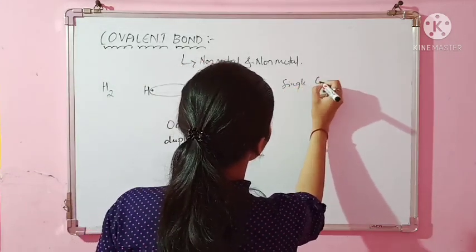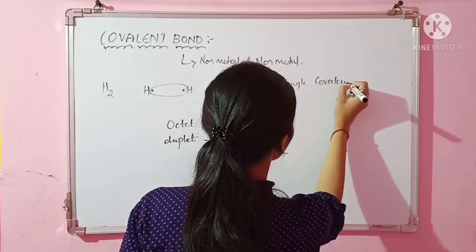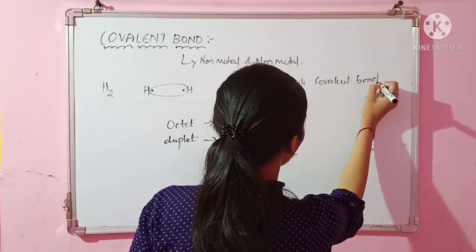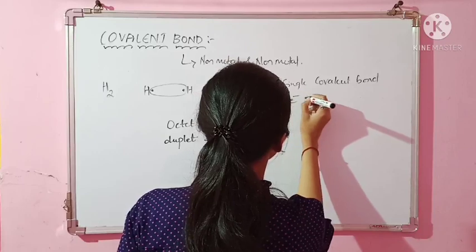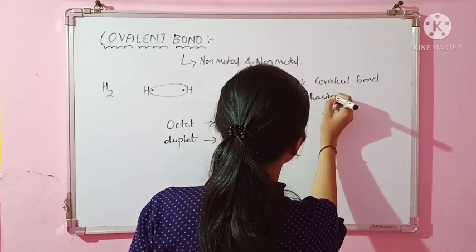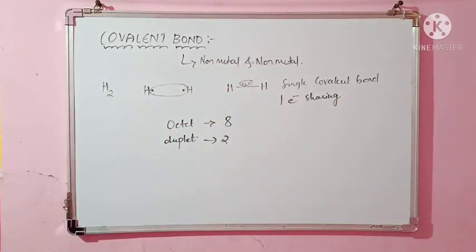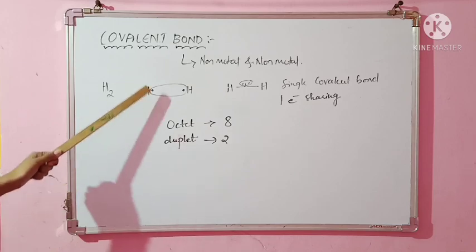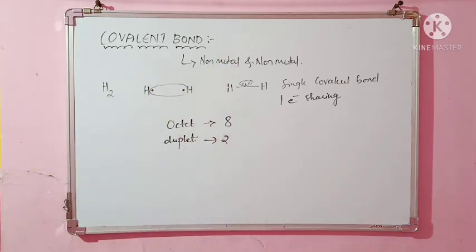Why is it a single covalent bond? Because 1 electron sharing is there. If 1 electron is shared between 2 atoms, meaning 1 electron from each atom, then it is said to be a covalent bond. This is in the case of hydrogen.